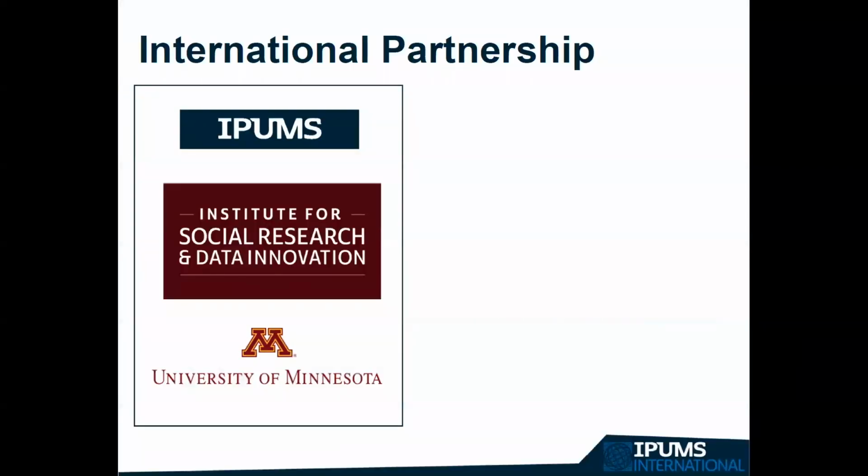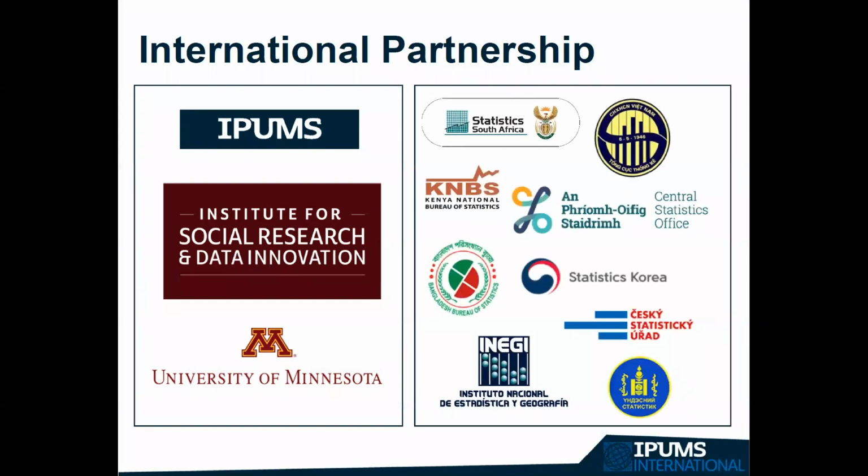So IPUMS, very importantly, is an international partnership between the Institute for Social Research and Data Innovation here at the University of Minnesota and national statistical offices around the world. The logos you see here on your screen representing national statistical offices are just a handful of our international partners. We have about 100 national statistical offices who have partnered with IPUMS to make their microdata more accessible to the research community.